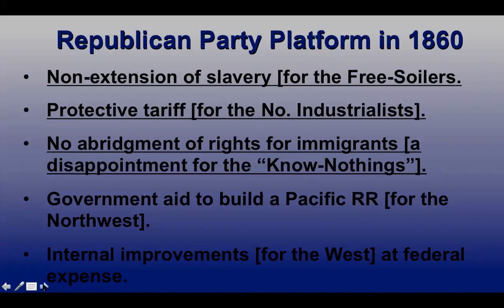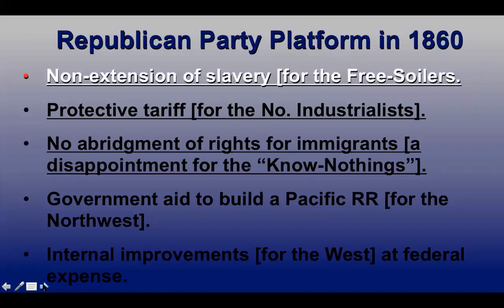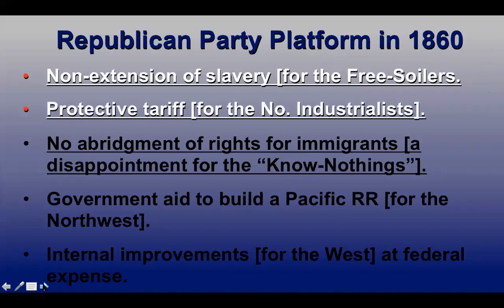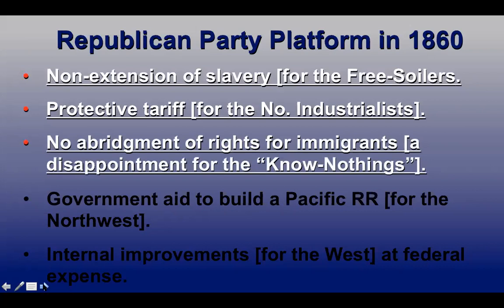They believe in non-extension of slavery for your free soilers, right? Free speech, free soil, free men. They want a protective tariff for northern industrialists, right? You want to protect that industry in the north for them. They also want, basically, they don't want to limit the rights of immigrants just because they're not from the United States. And remember the Know-Nothings, the American Party, they were nativist. They didn't like anybody who wasn't from America. And so that was kind of a disappointment to them.